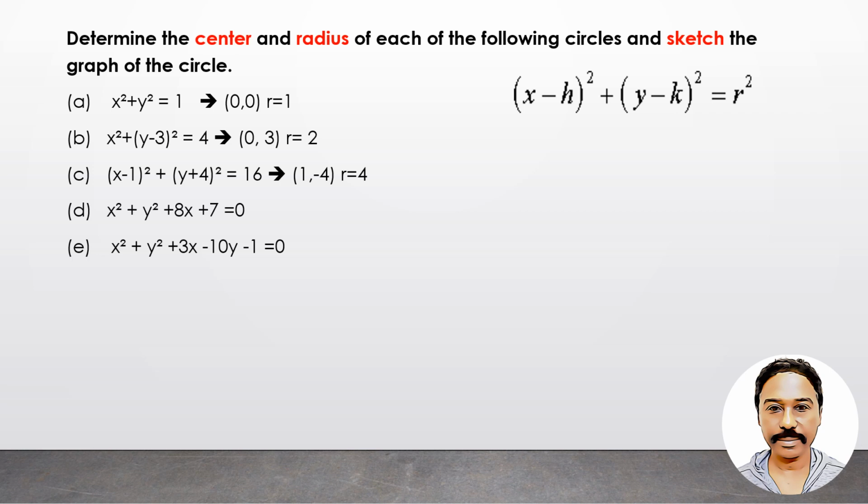We have to put the x's next to each other and the y's next to each other, and we try to complete the square. So we can have x plus something and y plus something, each of them as a square term. So we have to put it in the form like the equation in the formula number C here, so we can find the radius and the center.